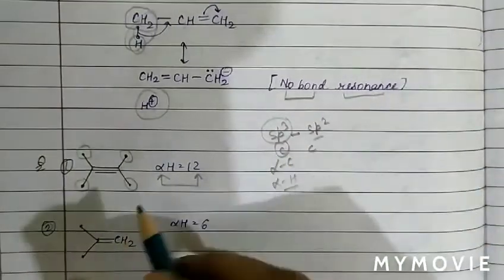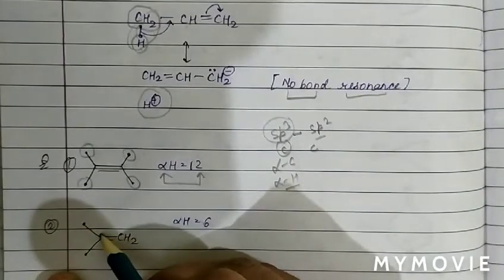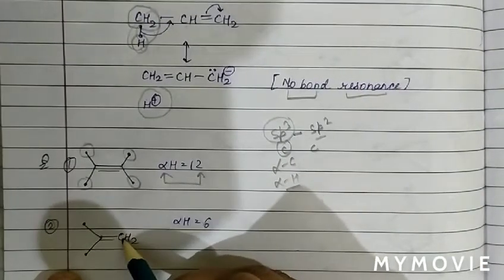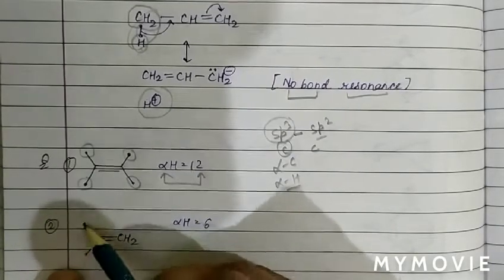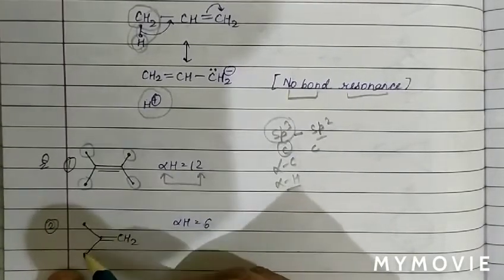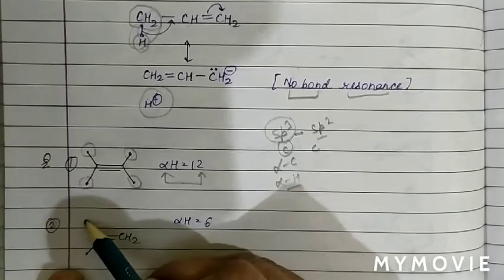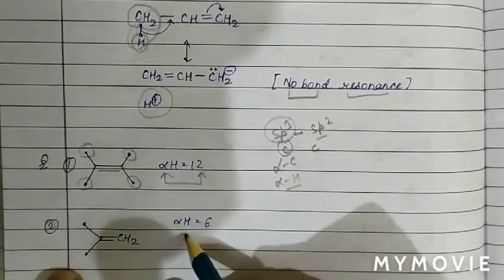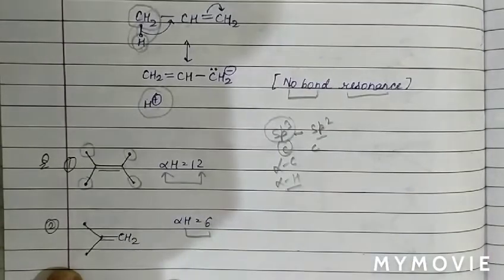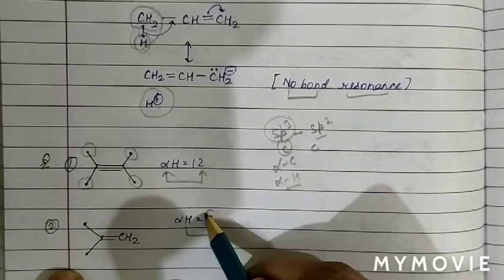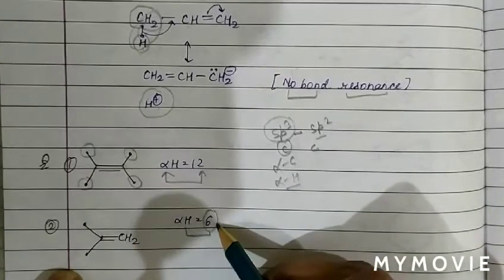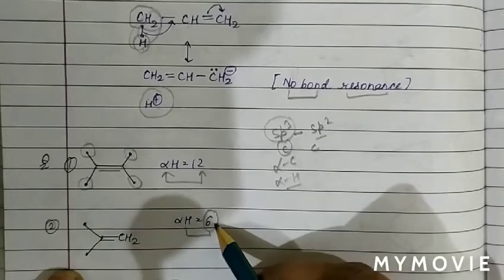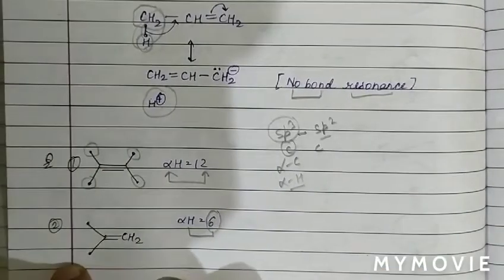Now see the next. This is an sp2 carbon, this is also an sp2 carbon, but on this sp2 carbon, 2 sp3 carbons are attached. On these 2 sp3 carbons there are 3 alpha hydrogens each, so 6 alpha hydrogens are there. The number of hyperconjugative structures equals the number of alpha hydrogens, so there are 6 hyperconjugative structures.